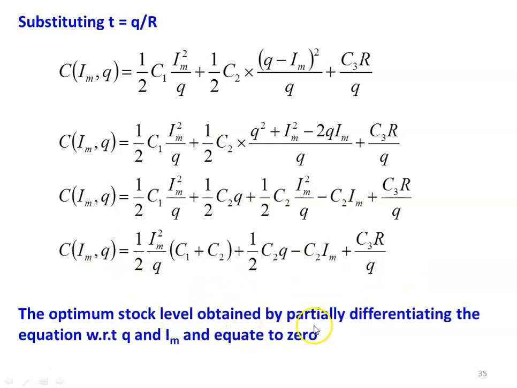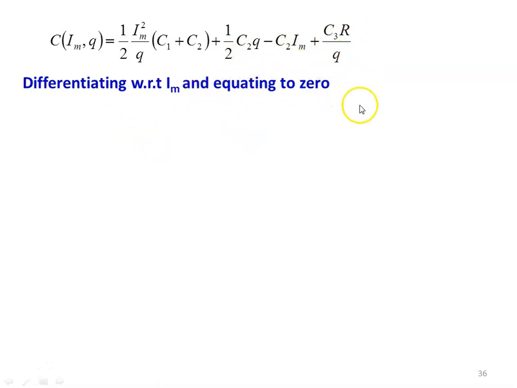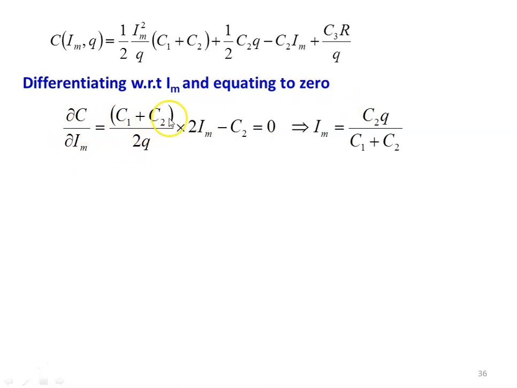Now, the optimum stock level is obtained by partially differentiating this equation with respect to Q and IM and equating to 0. When you differentiate with respect to Q, that will give the optimum stock level, and when you differentiate with respect to IM, that will give the optimum initial inventory level. So, the equation, once again, C in terms of IM and Q: 1 by 2 IM square by Q into C1 plus C2, plus 1 by 2 C2 Q minus C2 IM plus C3 R by Q. Differentiating with respect to IM and equating to 0, dou C by dou IM equal to C1 plus C2 divided by 2Q into 2IM minus C2 equal to 0. So, from this equation, IM equal to C2 Q divided by C1 plus C2. This is the value of IM.